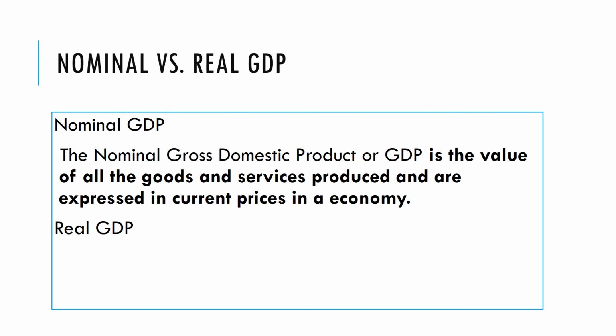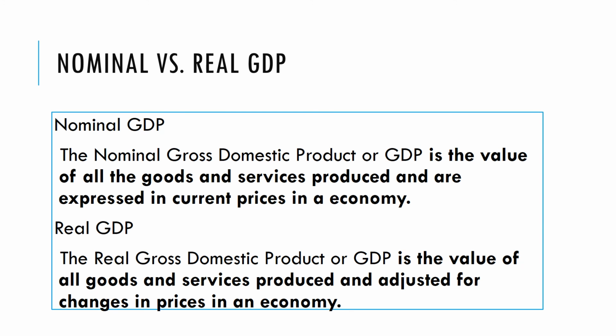We call GDP that includes the change of prices nominal GDP, and it's the value of all the goods and services produced and expressed in current prices in an economy. Real GDP is where we take the value of all goods and services produced, but we adjust for changes in prices in an economy. So this is often called in constant prices. We don't include the changes in price, we just look at the value using 1 year as a base year for prices. Again, these are 2 important concepts you need to have in your notes.